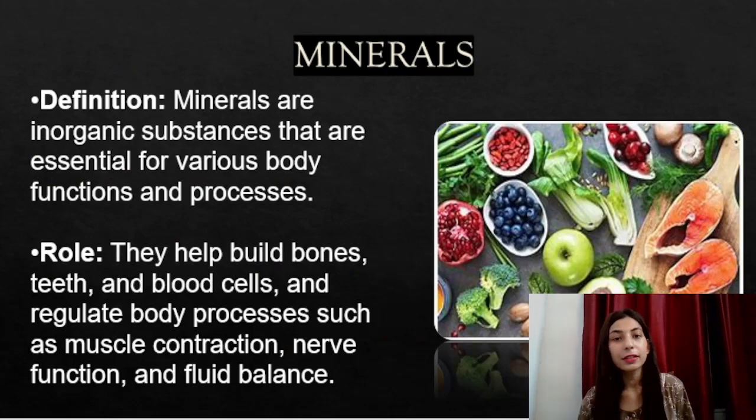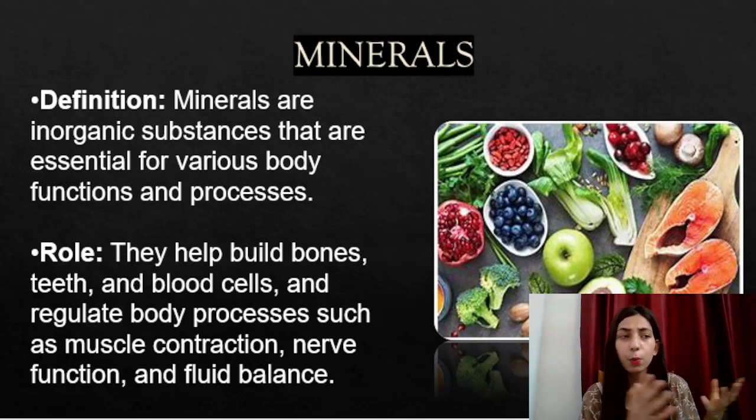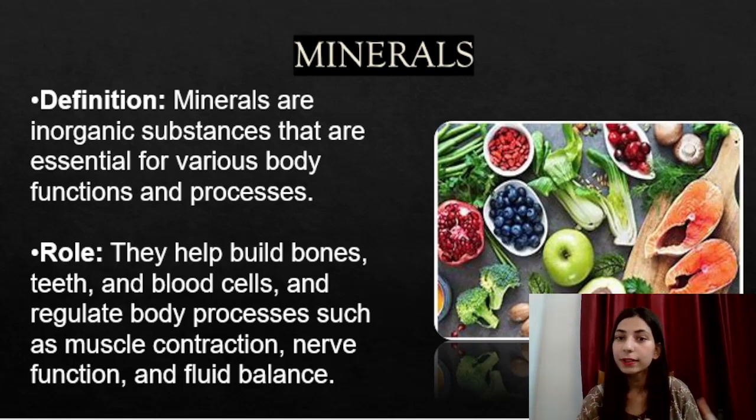Then minerals. Minerals are inorganic substances that are essential for various body functions and processes. So minerals and vitamins both are micronutrients. What are macronutrients and micronutrients? That's the question. Macronutrients means we need these nutrients in large quantity. Examples of macronutrients are carbohydrates, proteins, and fats. Then micronutrients, where we have vitamins and minerals. We need these in minute quantities. That's why they are called micronutrients.